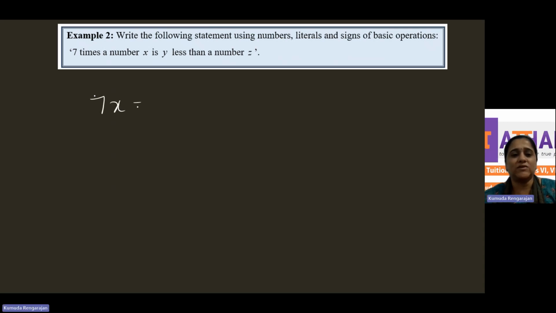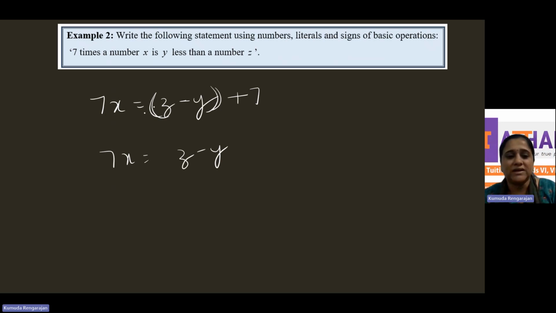No, 7x is equal to z minus y. Now on this side, along with z minus y, which is one thing, if there was some plus 7 or something, then you should put a bracket. There's nobody else, right? Z minus y is one thing. If you put a bracket here, that means there is somebody else along with it. That's why you put it in a bracket. There is nobody, so you don't have to put a bracket.